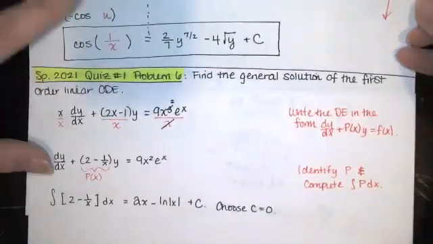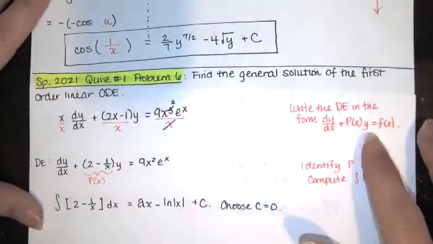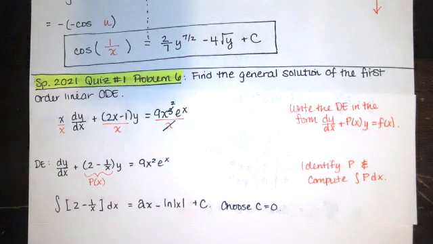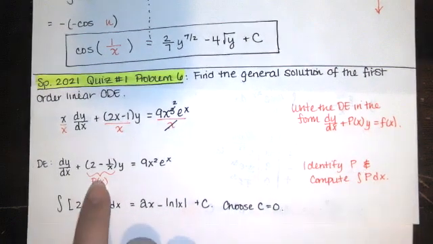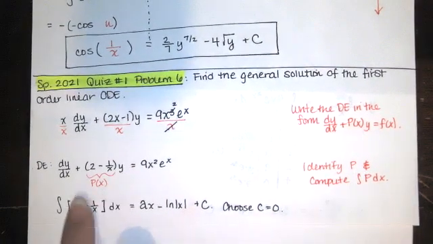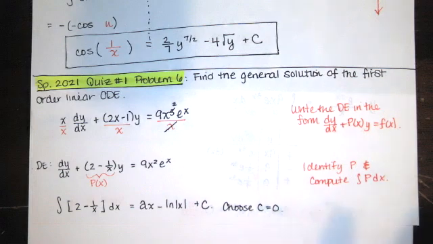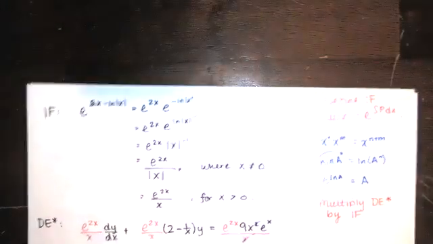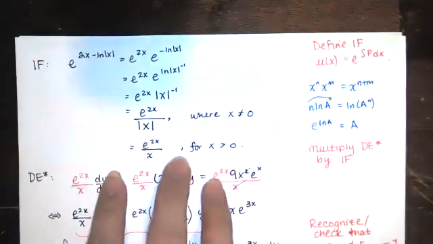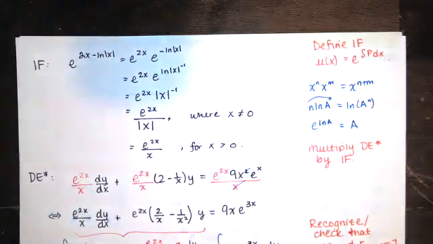Let's go through the method one more time. First, we write the differential equation in this form. Get the 1 times y prime plus a function of x times y equals a function of x. Then we identify p, that's the function multiplying y. We compute its antiderivative. We choose the c to be 0 because we don't need infinitely many integrating factors. We just want the 1. And then we find our integrating factor. That's it, but we need to simplify it.